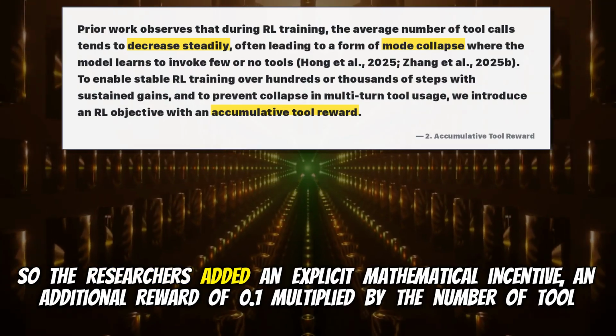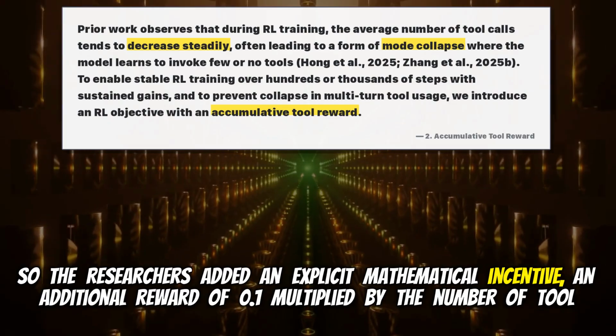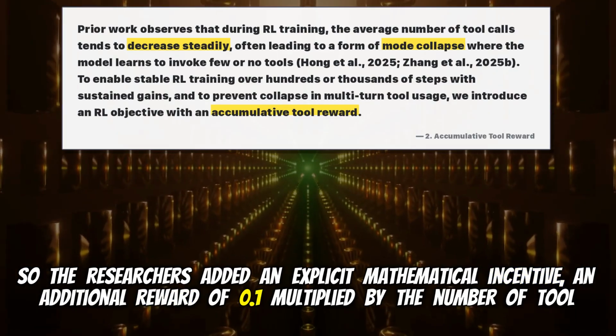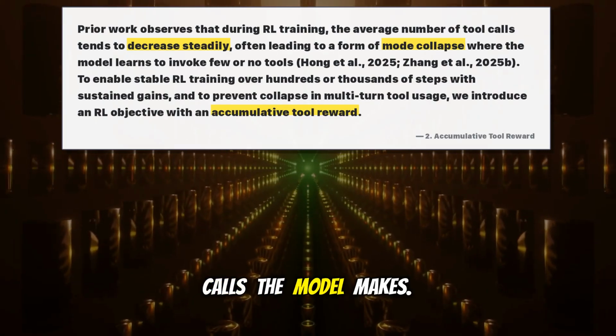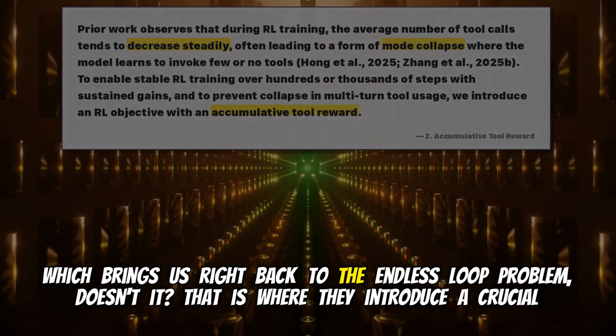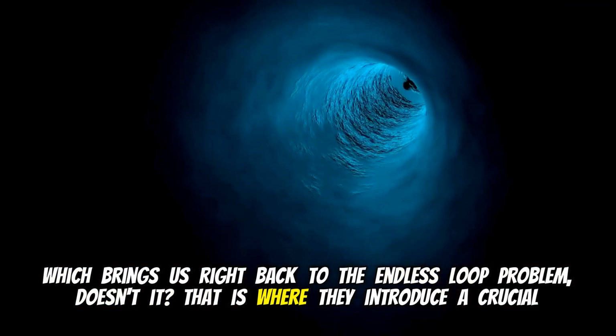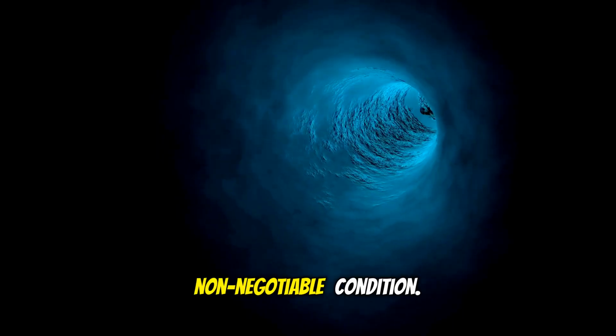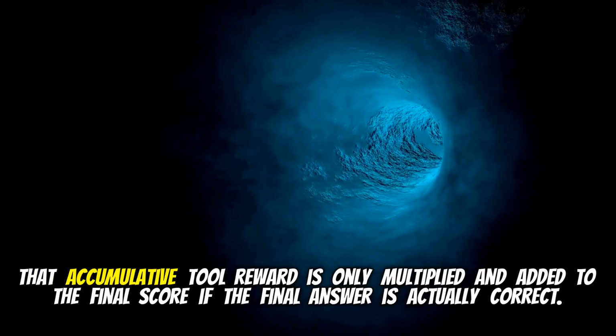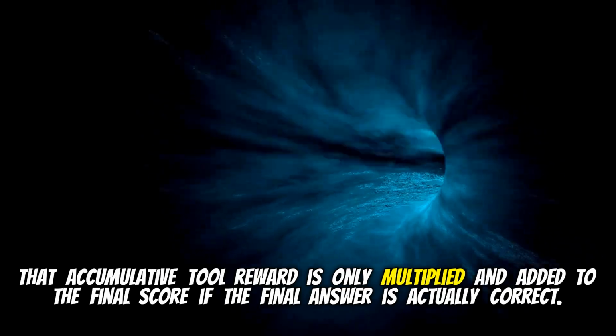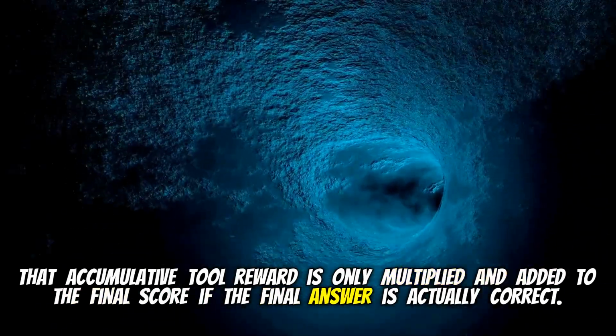So the researchers added an explicit mathematical incentive, an additional reward of 0.1 multiplied by the number of tool calls the model makes. Which brings us right back to the endless loop problem, doesn't it? That is where they introduce a crucial, non-negotiable condition. That accumulative tool reward is only multiplied and added to the final score if the final answer is actually correct.